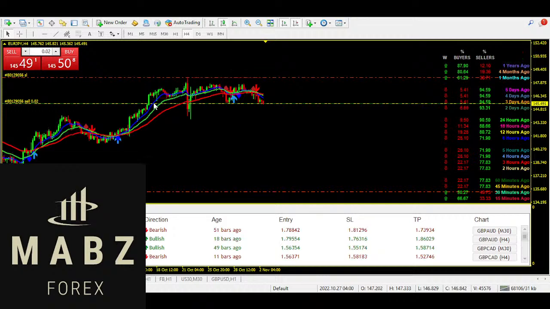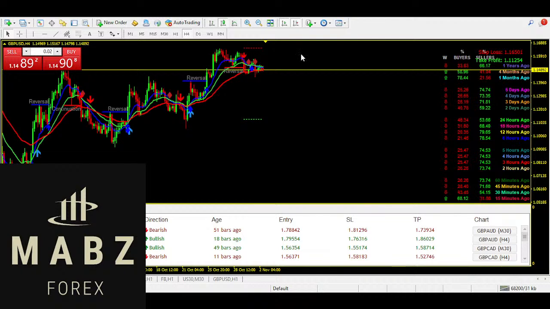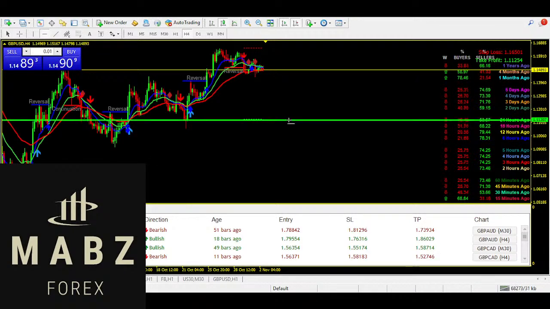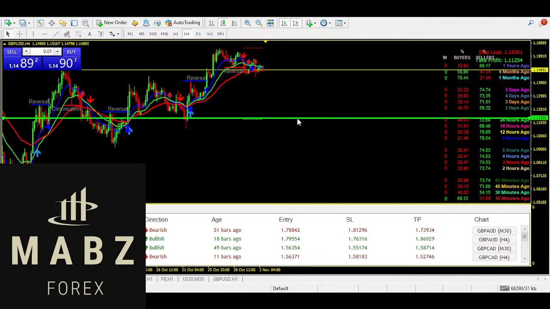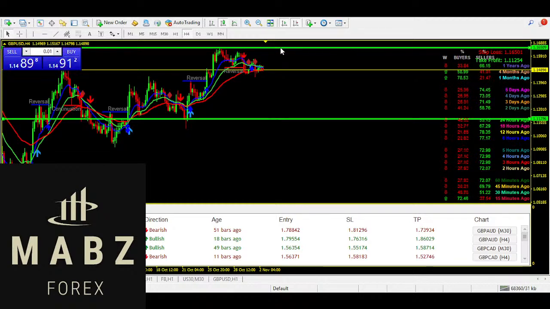Okay, so let's go to GBP pairs. I remember we had a trade on GBP USD to sell, so we're just going to go ahead and open up that sell. Now I think I've maxed out trades on this particular account. Anyways, we can put our take profit at 1.11296, and then we can put our stop loss at 1.16501. So that's where we can sell our GBP USD.